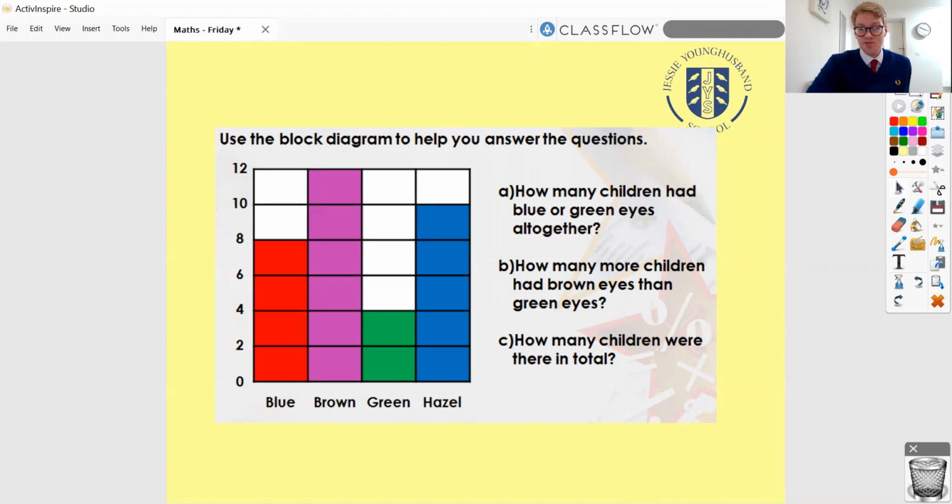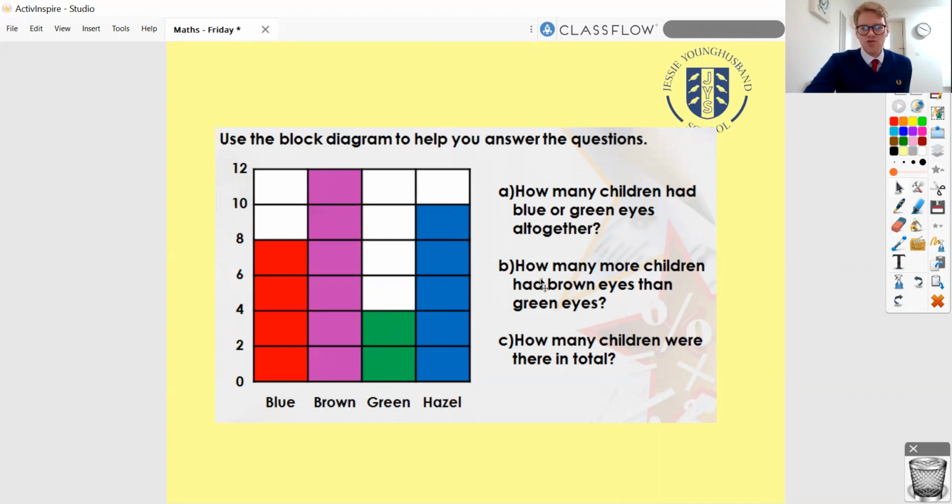Okay, so how many children had blue or green eyes altogether? So let's count up blue and green. Oh, it's a bit confusing that the hazel line is blue there, isn't it? But this is the blue one. So blue is 8, green is 4, so we need 8 plus 4, that's 12.